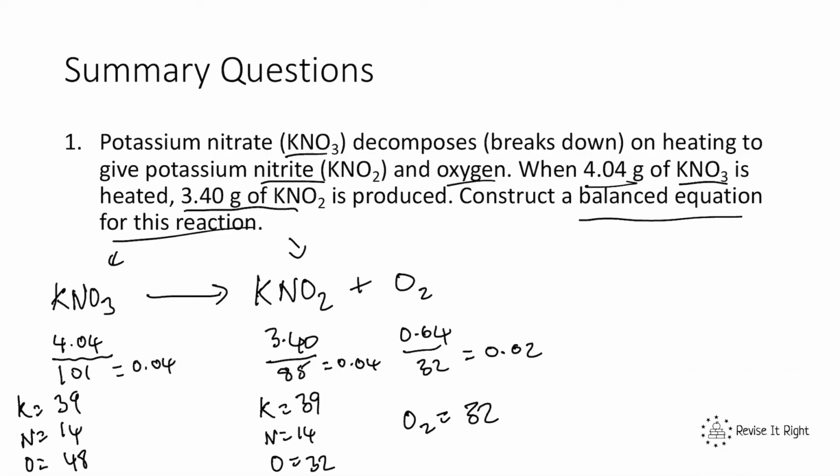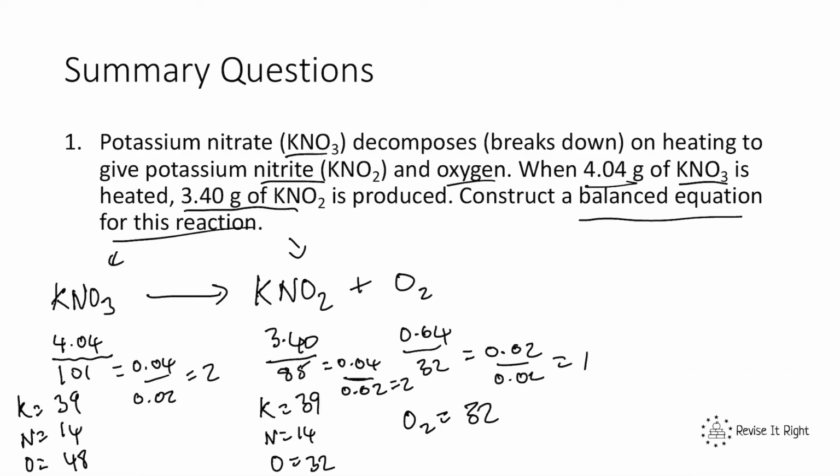oxygen. But again, we can't put these into our equation, so we have to make them whole numbers. To do that, we're going to divide by the smallest number. Now the smallest number out of these three is 0.02. So let's divide them all by that. 0.02 divided by 0.02 is 1. 0.04 divided by 0.02 actually gives you 2. And 0.04 divided by 0.02 again is going to give you 2.